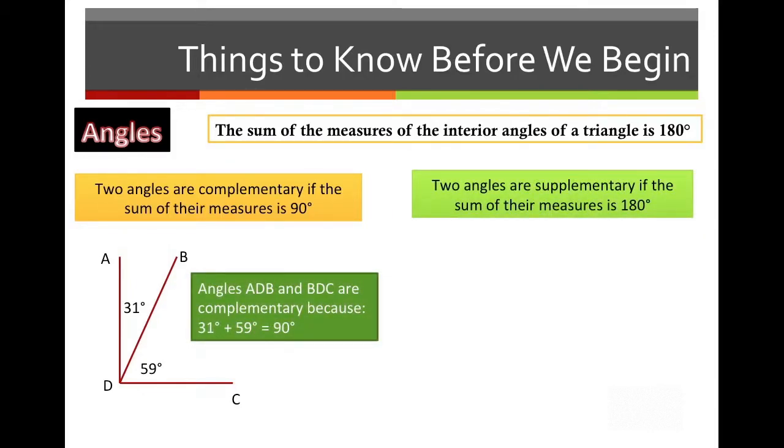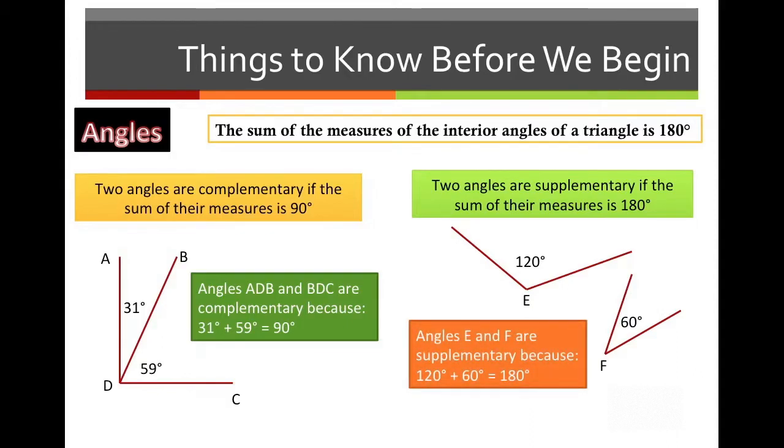You should also remember that two angles are supplementary if the sum of their measures is 180. So here's an example where you have 120 and 60, and if you add them together, they equal 180, so they are supplementary angles.